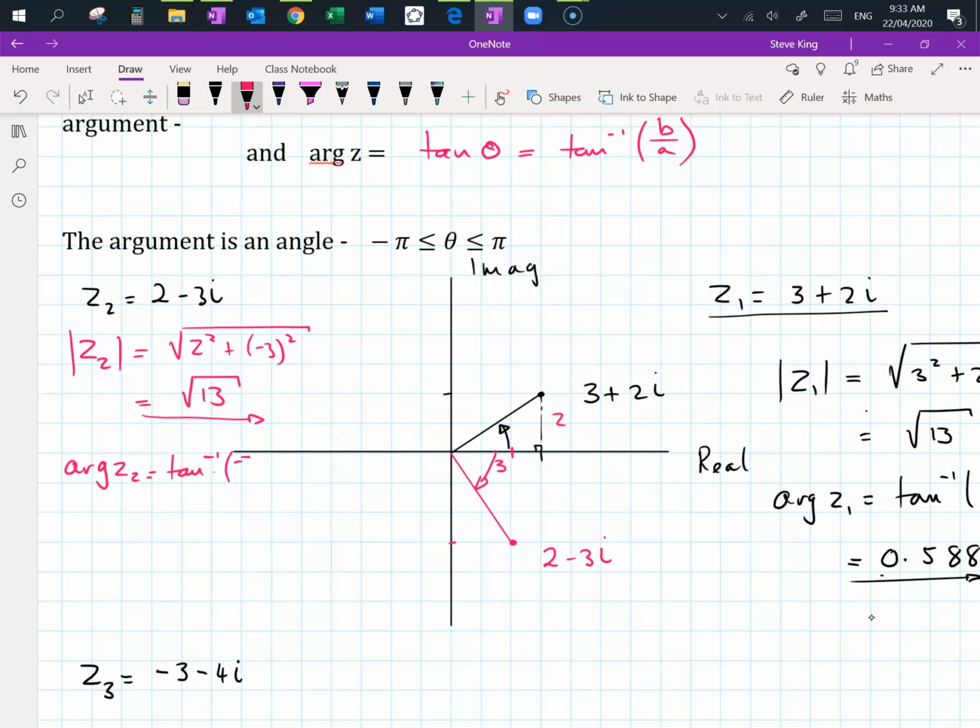the opposite side is going to be minus 3. The adjacent side is going to be 2. And so if I work out what that is on the calculator, shift tan and minus 3 over 2. And that comes up with the value of minus 0.983, going to 3 significant figures.